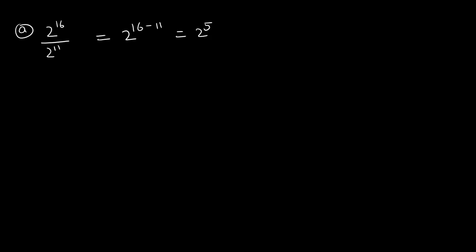Okay, in this case the numerator power is bigger, so that's why we write 2 to the power of 16 minus 11. Okay, I will give you one more example before we go into a situation where actually the denominator has the bigger power. I will show you what to do in that case.